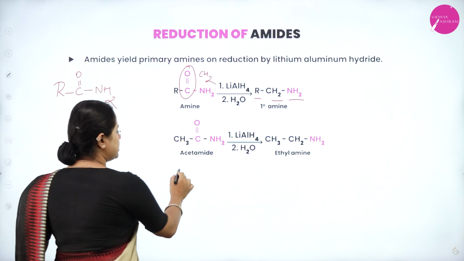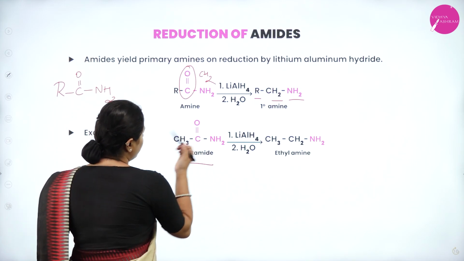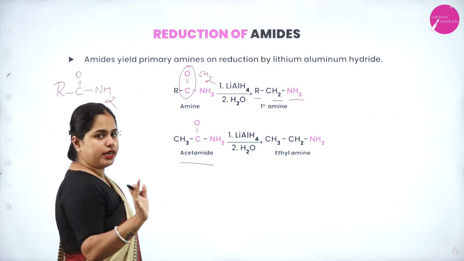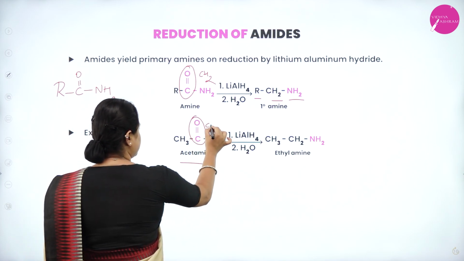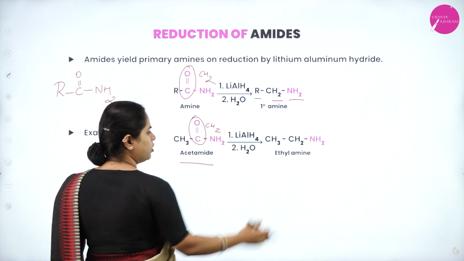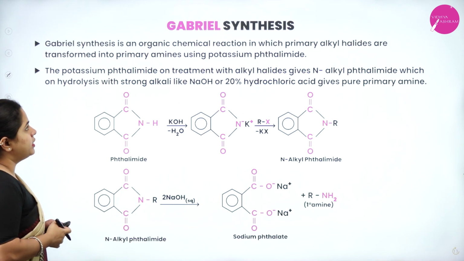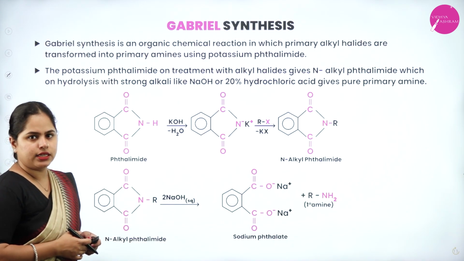So here also acetamide is taken, CH3CONH2. What is going to happen? So reduction of amide is going to happen here. CO is converted into CH2. So you'll get CH3CH2NH2. That's it. Clear? Now next is Gabriel phthalimide synthesis.